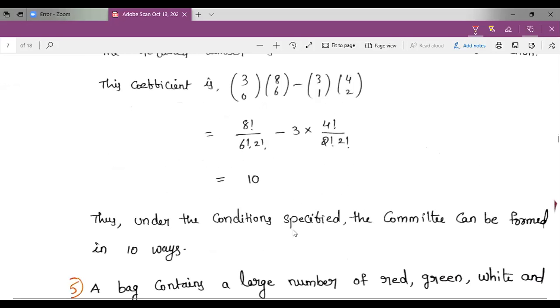So thus under the condition specified, the committee can be formed in 10 ways. So next problem.